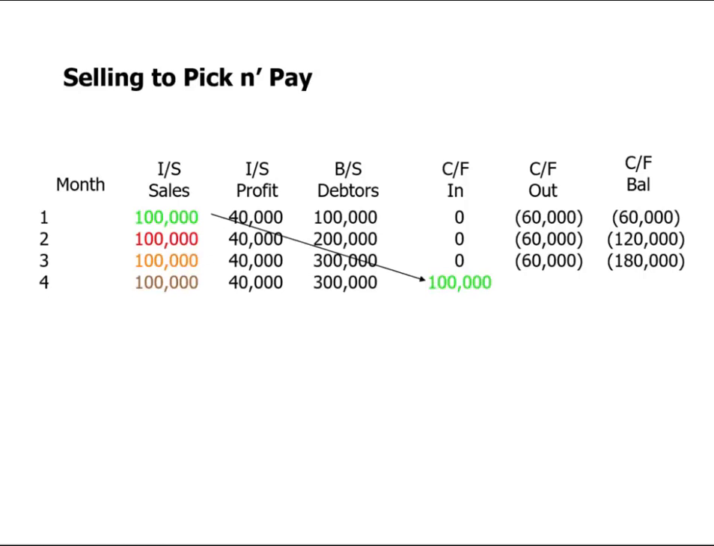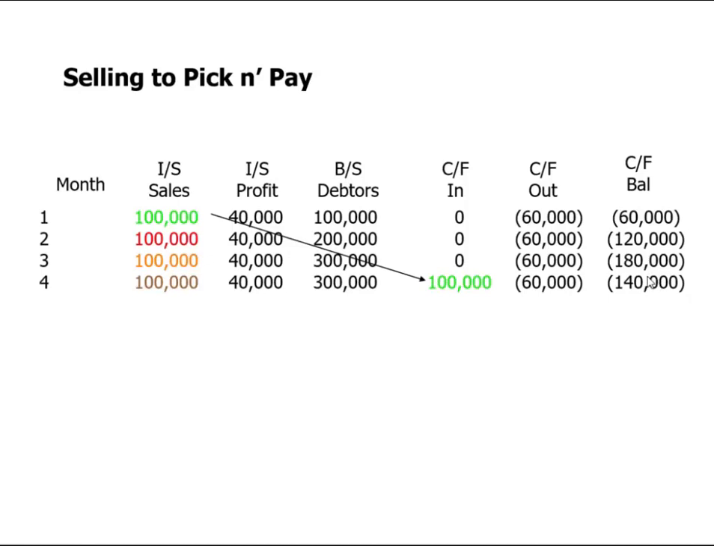notice that we get paid the 100,000 Rand from way back there in month 1, and our debtors book doesn't increase. The reason for that is we start with 100,000 Rand, we increase it by the new invoice of 100,000, and then we reduce it by the amount that we've been paid. During this month, we've paid our suppliers 60,000, but we've received, correction, 100,000 from our customers. So the net inflow is 40,000, which is why our cash improves by 40,000.